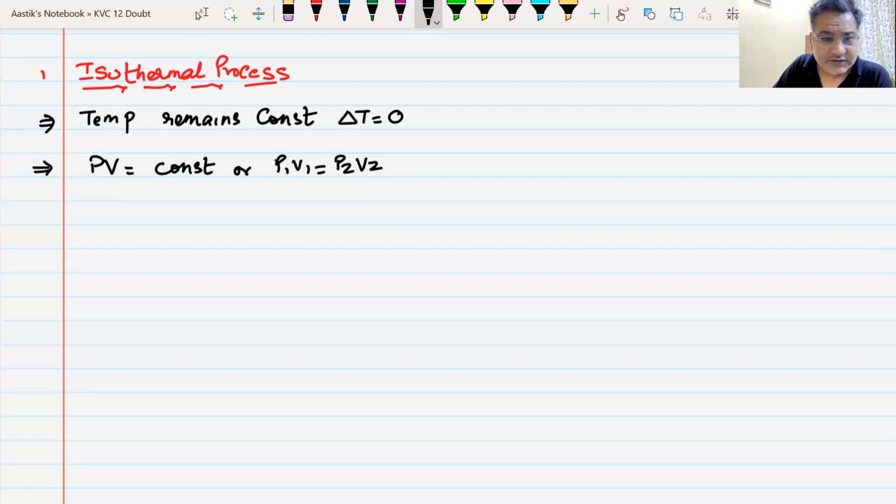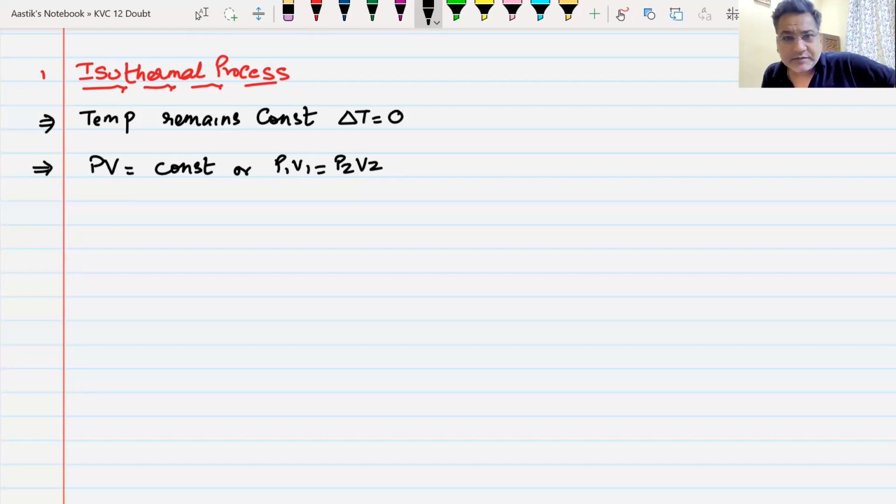Now, when this process is going to happen, sometimes they are not going to tell us straight away that this process is an isothermal process. They might be giving us the conditions of this process. Under what condition can a process become isothermal? Remember, a perfectly 100% isothermal process is not possible. A perfect isothermal process is not possible. Why is it not possible?